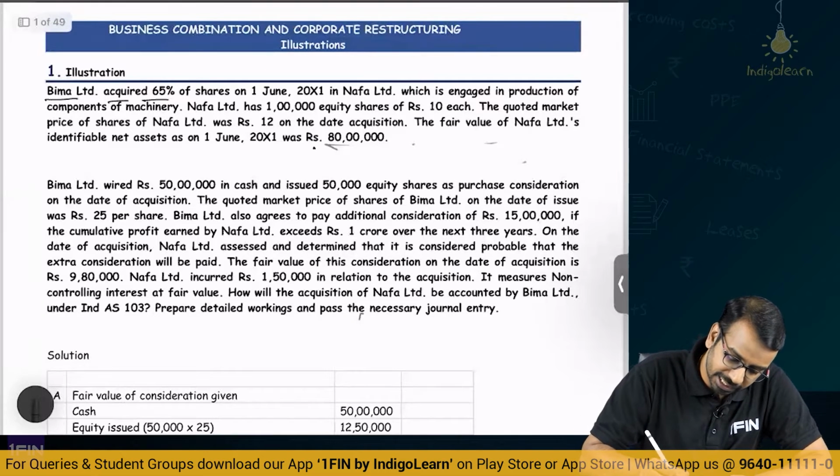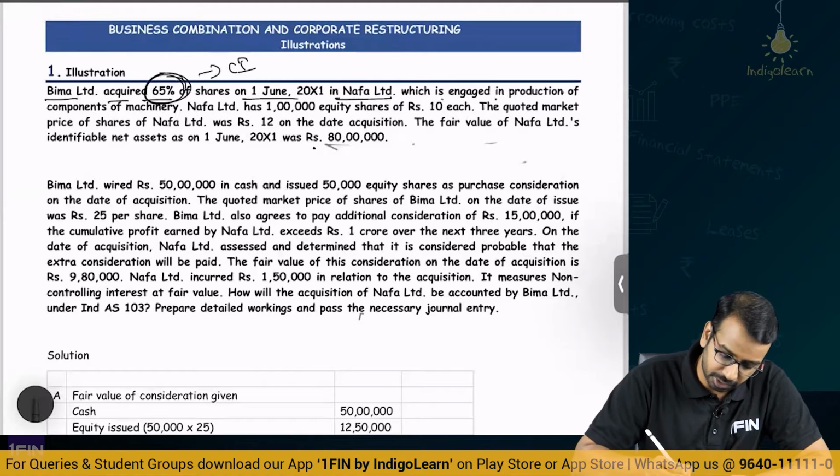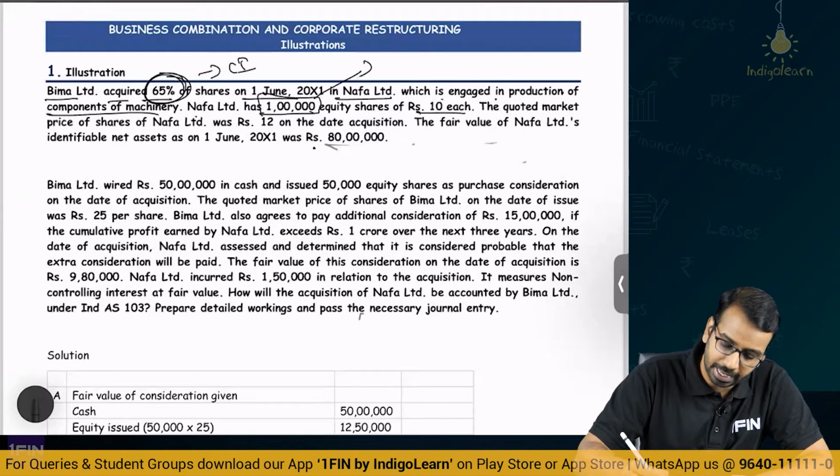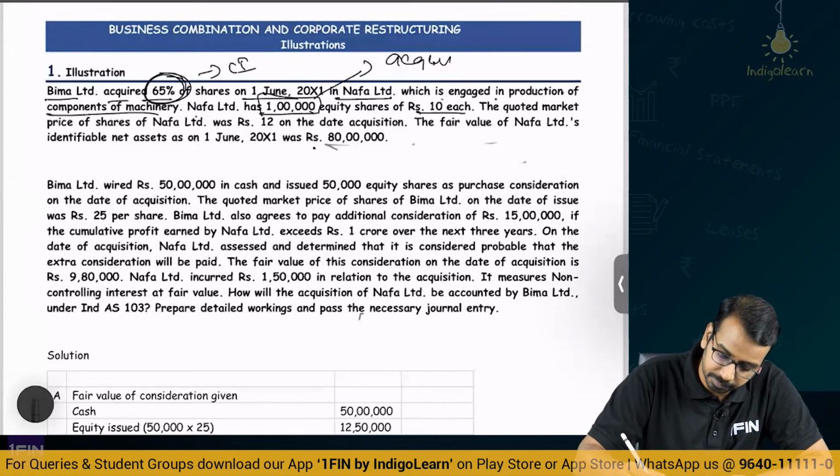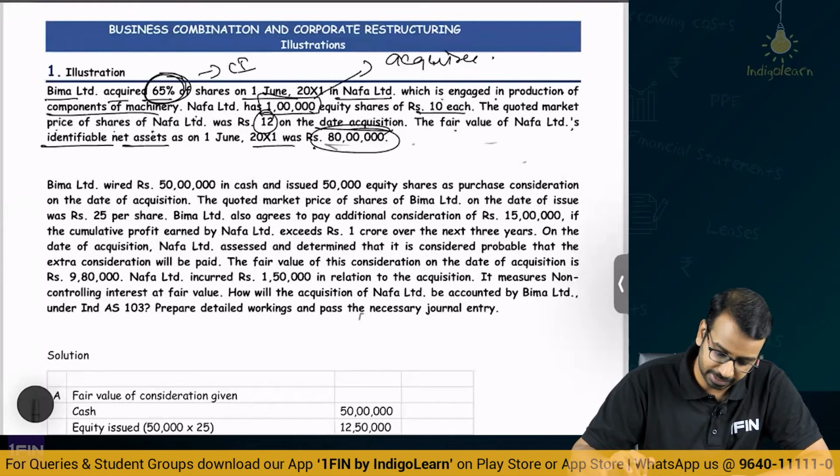Bima Limited acquired 65% of shares on 1st of June in NAFA Limited. So, 65% gives me controlling interest, which is engaged in the production of components of machinery. NAFA Limited had 1 lakh equity shares of rupees 10 each. So, this is the acquiree. The quoted market price of shares of NAFA Limited was 12 on the date of acquisition. Fair value of NAFA Limited's identifiable net asset on 1st of June was 80 lakhs.